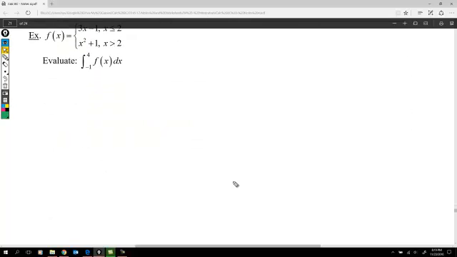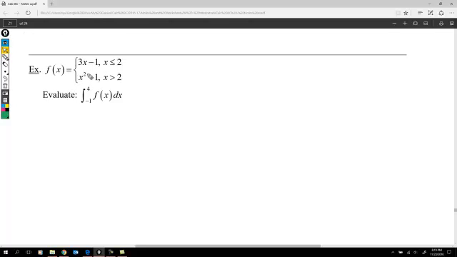Last example, we're almost done already. I have a piecewise function, our favorite thing. I want to evaluate from -1 to 4. So we do this just like we practiced with our absolute value functions.